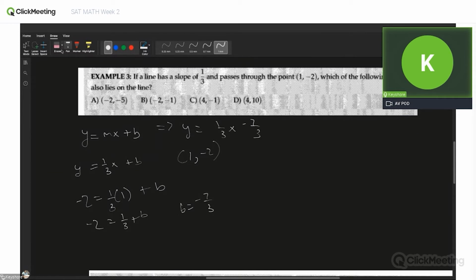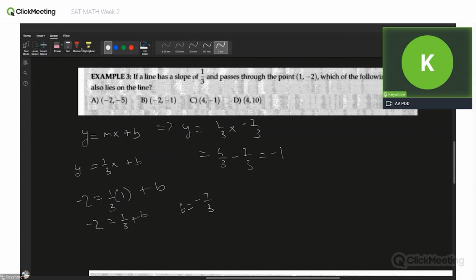To figure out if any of these options work, we can just plug the x values into this and see if we get the matching y value, because this basically expresses all the possible values of y for a given x, and the equation should match up. If you plug in all the points, the only one that works is C, because if I plug in a 4, we get 4/3 minus 7/3, and that's equal to -1.